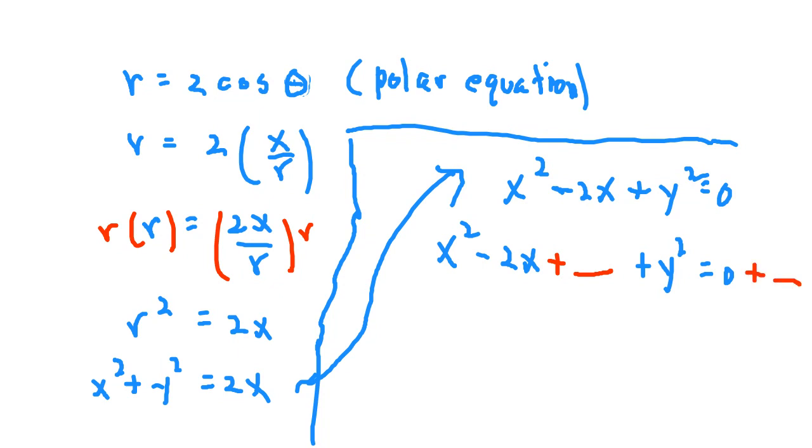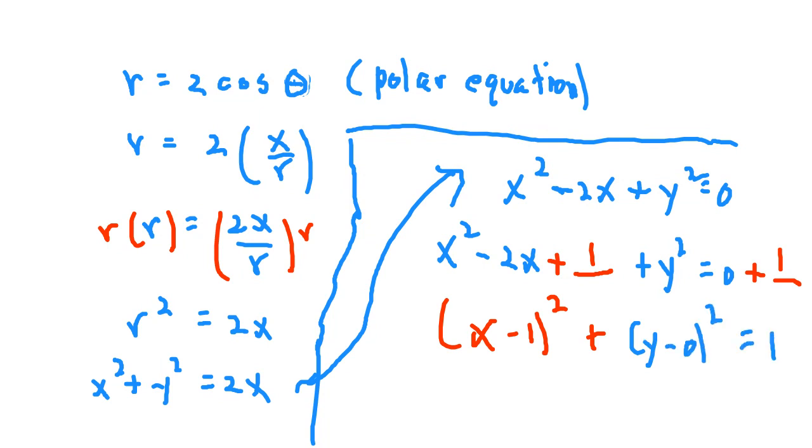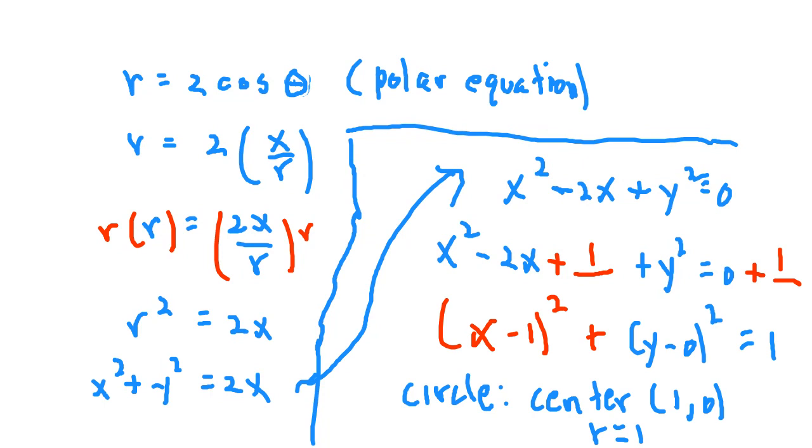All right, so without going into detail, you can review completing the square. We would add 1 to both sides. And so this means we'd have x minus 1 squared, and then y squared is y minus 0 squared, and that equals 1. So you have a circle, center is 1, 0, and the radius is 1. And this agrees with, of course, the solution in example 6.